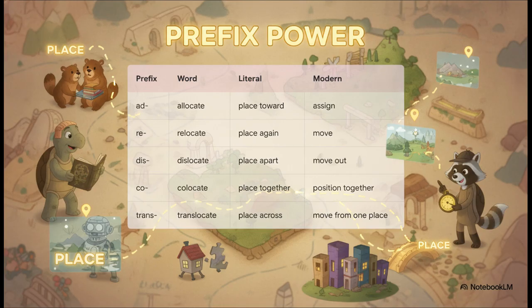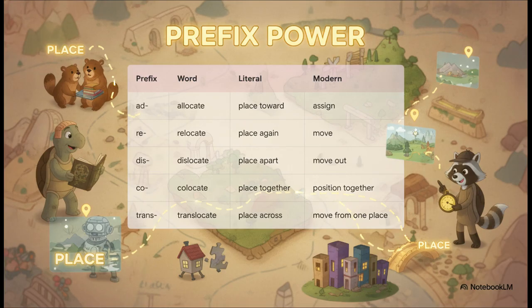The prefix dis means apart, which gives us dislocate, literal meaning place apart, modern meaning move out of normal position. The prefix co or col means together, creating the word collocate, literal meaning place together, modern meaning position together. Finally, the prefix trans means across, bringing us to translocate, literal meaning place across, modern meaning move from one place to another.